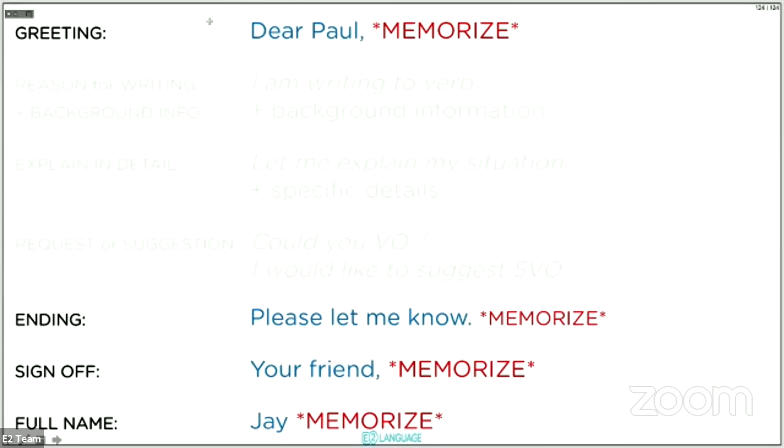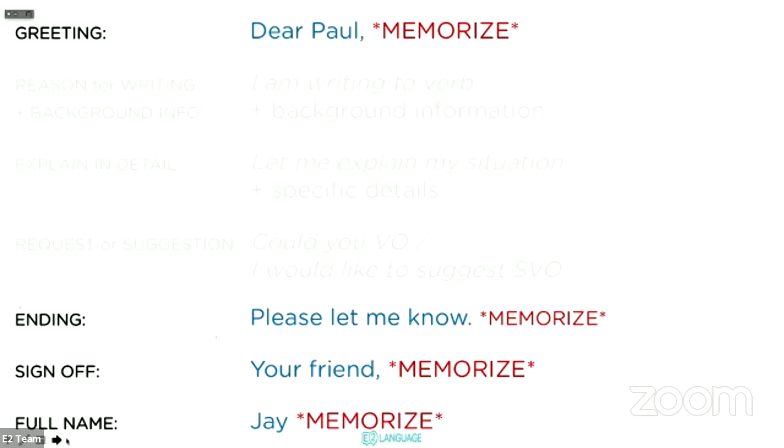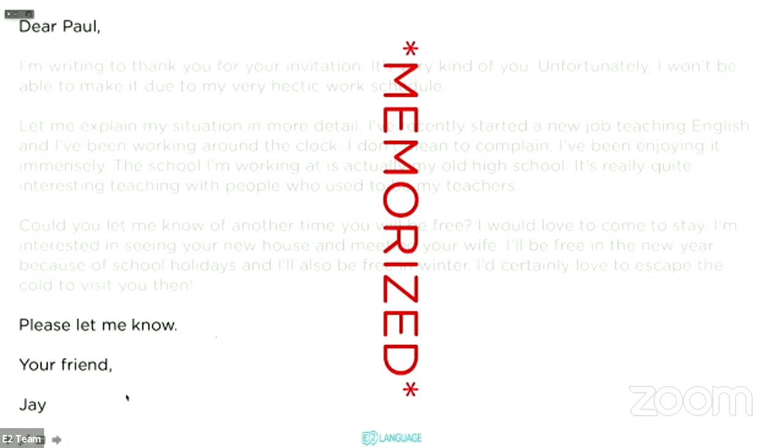So the greeting, fine. We're going to memorize this, Dear Paul, and because it's an informal letter, we just use the first name of the recipient. We're going to memorize some sort of ending like, please let me know. You can memorize that, or I look forward to hearing from you, something like that. That's easily memorized. Sign off, your friend, or yours sincerely, or yours faithfully, one of those, that's fine. And of course, you should be able to memorize your name. So in fact, those 4 parts you can memorize. Fine. We've memorized this part of the letter.